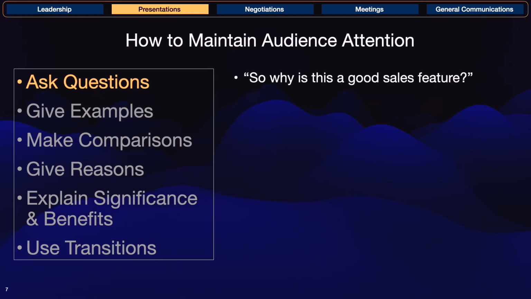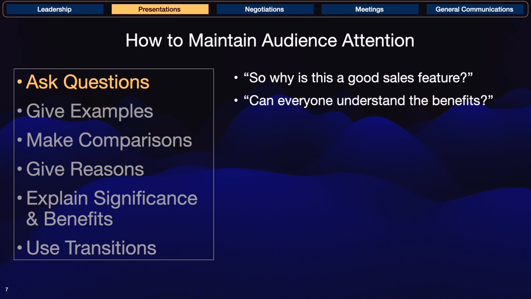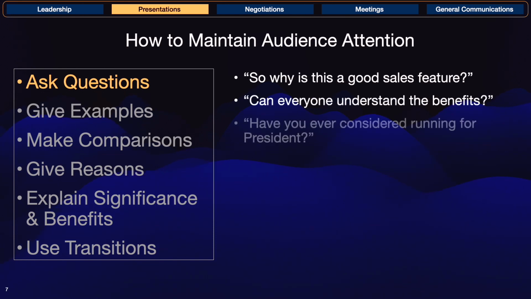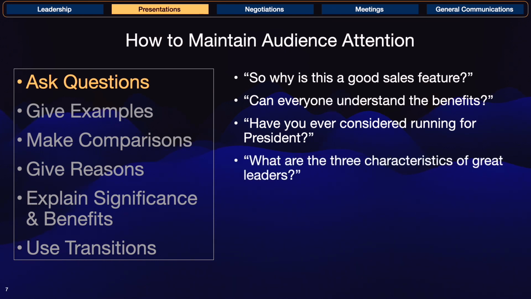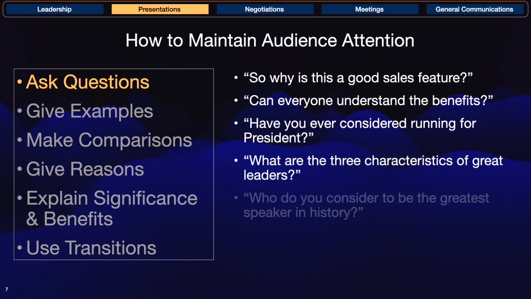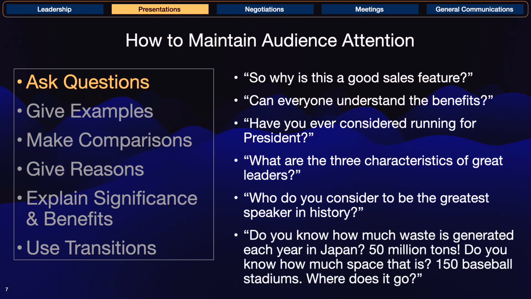So on screen now, we can see a few questions you can ask. Why is this a good sales feature? Can everyone understand the benefits? Have you ever considered running for president? What are the 3 characteristics of great leaders? Who do you consider to be the greatest speaker in history? And do you know how much waste is generated each year in Japan? 50 million tons. Do you know how much space that is? 150 baseball stadiums. Where does it all go?